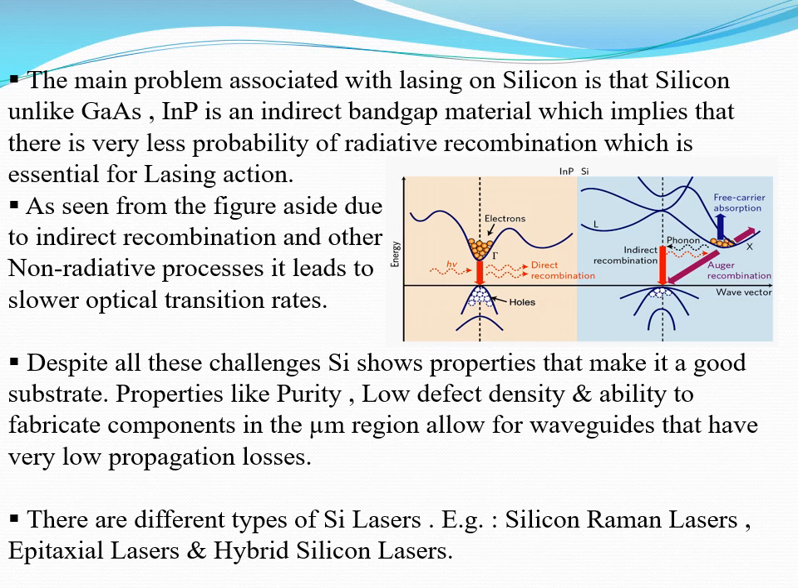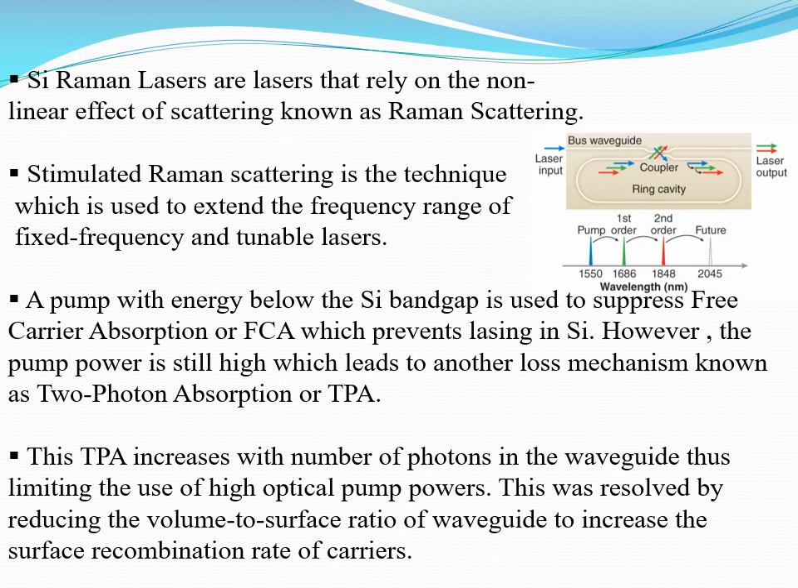As you can see, there are different types of silicon lasers. To name a few, we have Raman lasers, epitaxial lasers, and hybrid lasers. Silicon Raman lasers work on the principle of the Raman effect. We use the stimulated Raman effect to make flexible lasers.